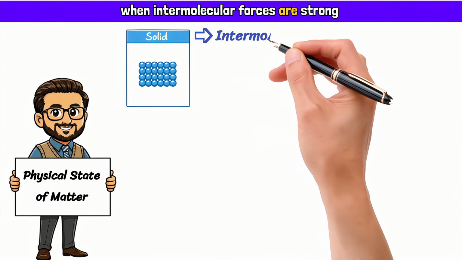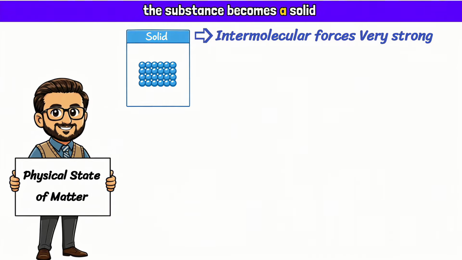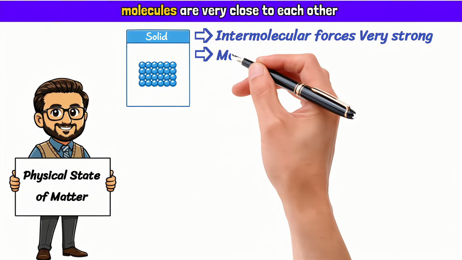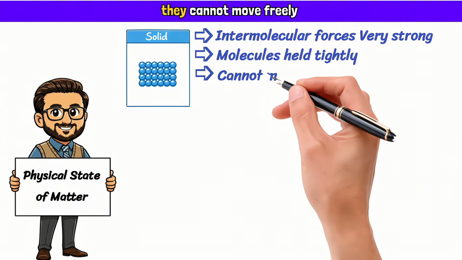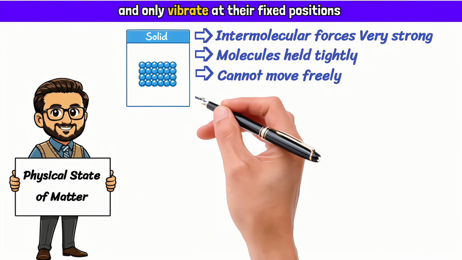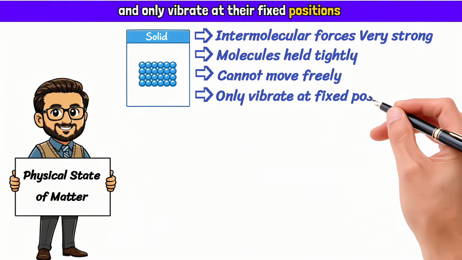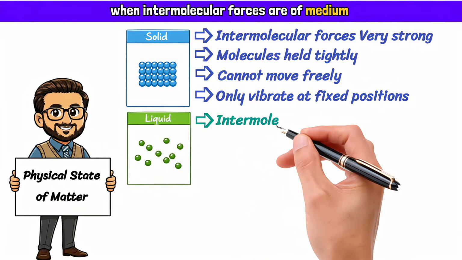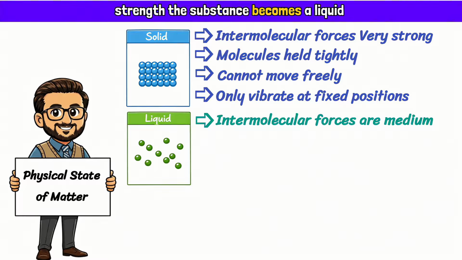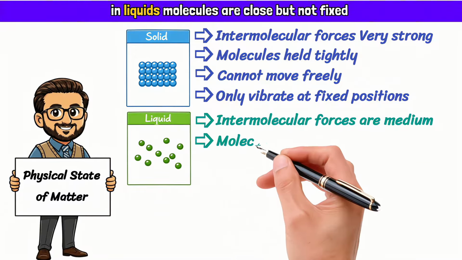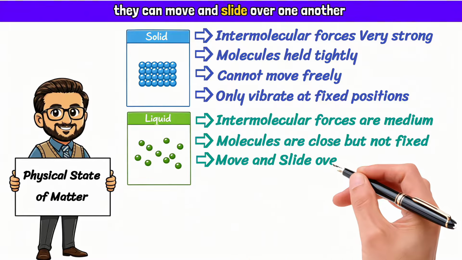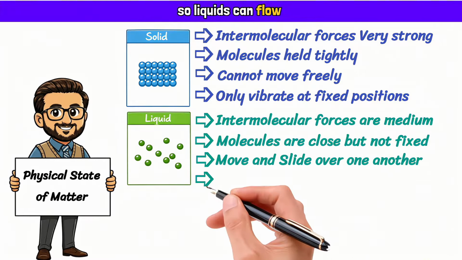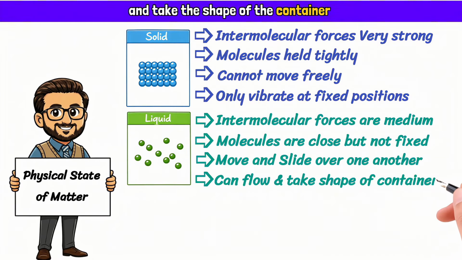When intermolecular forces are strong, the substance becomes a solid. In solids, molecules are very close to each other and are held tightly. They cannot move freely and only vibrate at their fixed positions. When intermolecular forces are of medium strength, the substance becomes a liquid. In liquids, molecules are close but not fixed. They can move and slide over one another, so liquids can flow and take the shape of the container.